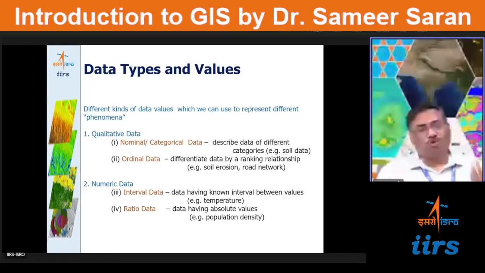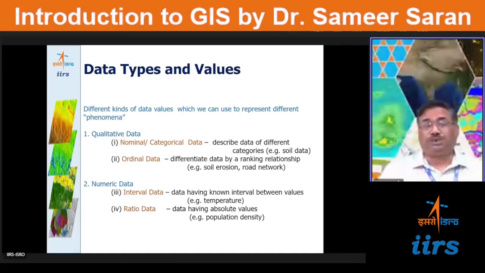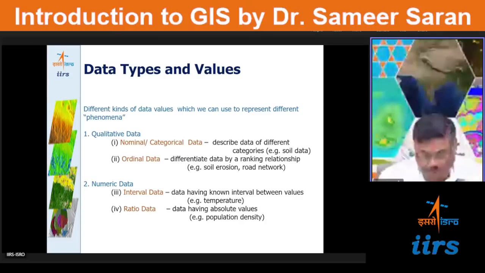But when you talk about quantitative data, there you are actually providing the estimation of those values. Either you provide those data in the form of interval data, or in the form of absolute values. If you have this information available, data having known intervals between values and data having absolute values, you are able to provide the actual information which people are looking for.